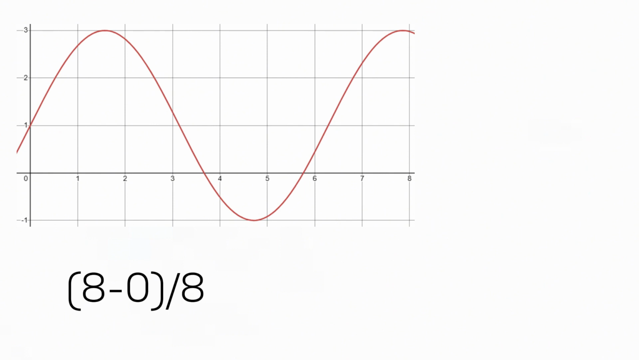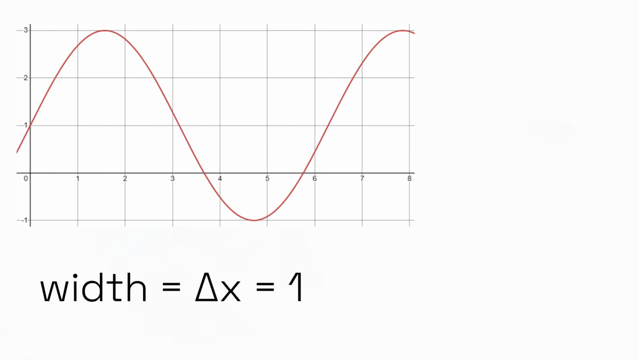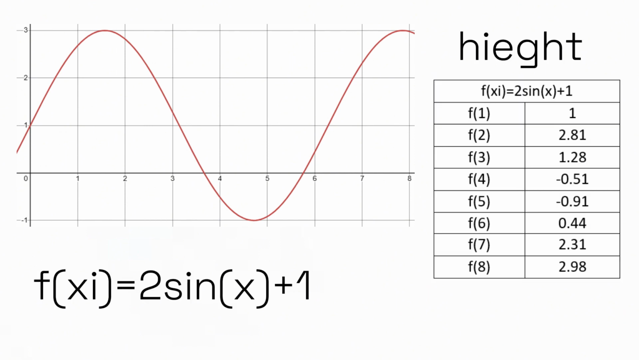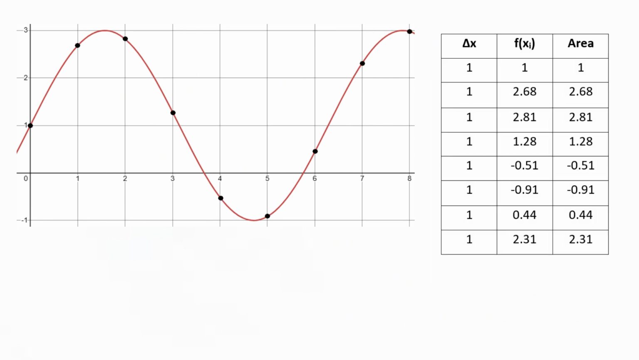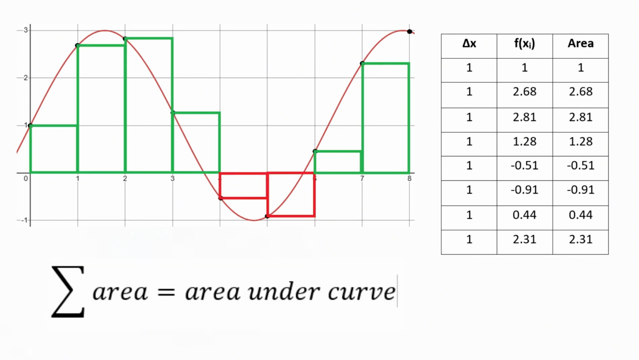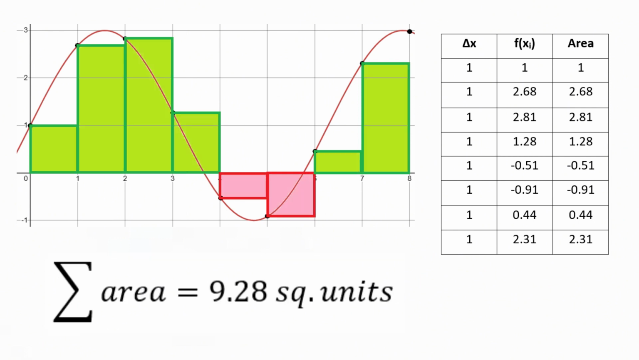This gives us a value of 1. To find the height of a specific rectangle, we have to find the limit of the function as x approaches the specified endpoint. 1 times 1 is equal to 1 square unit. 1 times 2.68 is equal to 2.68 square units, and so on. We will now take the net area of this graph, which will give us an area of 9.28 square units.